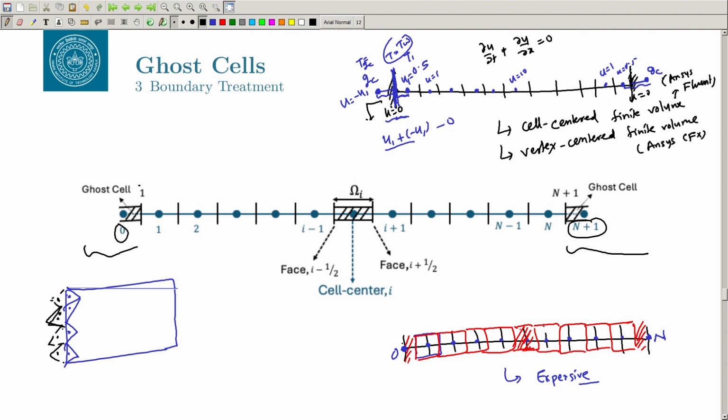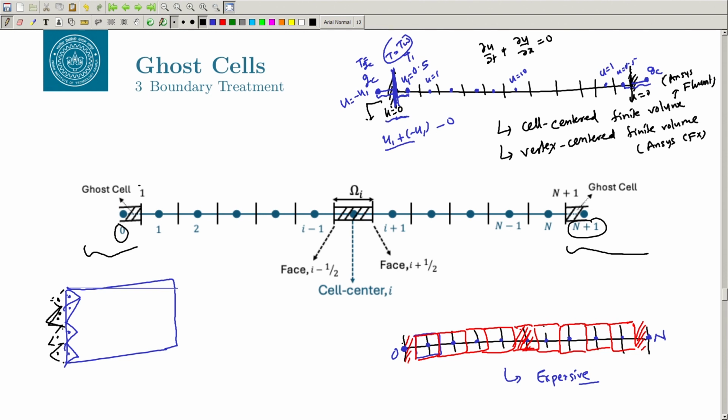So, in the next class we will start with a simple convection diffusion problem, and then we will go on to solve the shock tube problem. That will be the last class on the finite volume. I am not discussing many flux schemes.